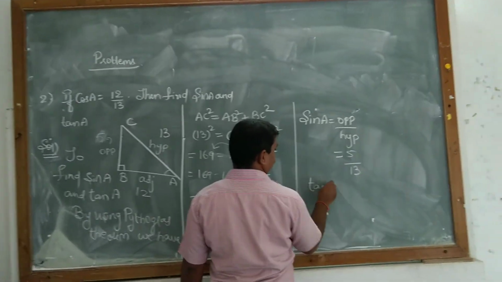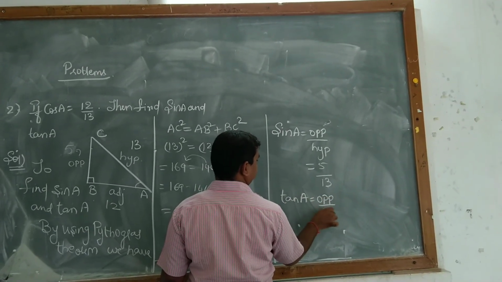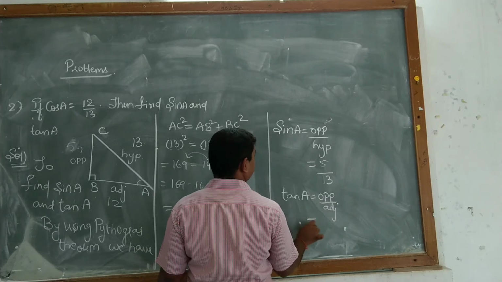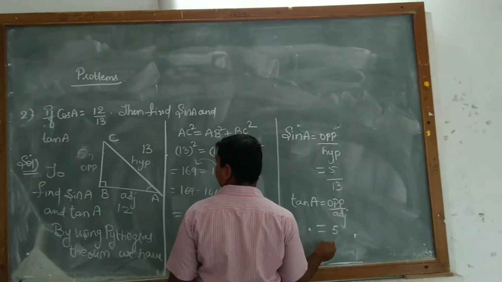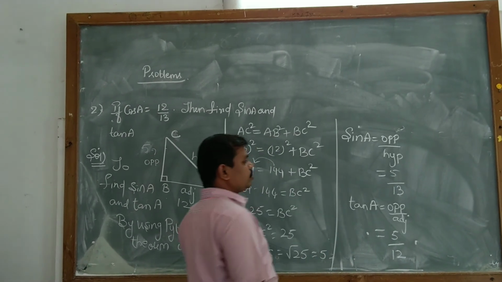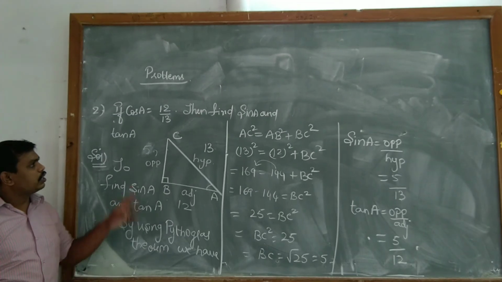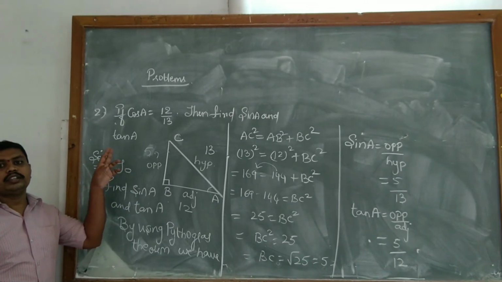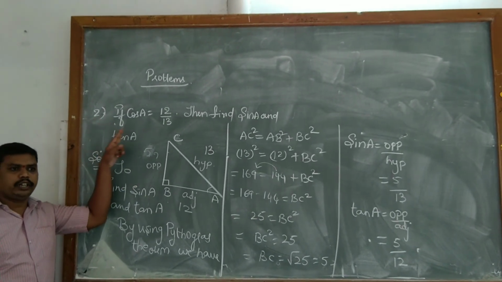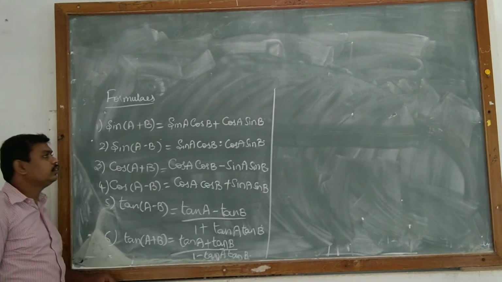Next we have to find out tan A. Tan A is equal to opposite by adjacent. What is the opposite value? 5. And what is adjacent? 12. So hence sin A is equal to 5 by 13 and tan A is equal to 5 by 12, which is thus formed. So this is again equal to 1 mark question, students. Okay. Next, we have some formulas here.